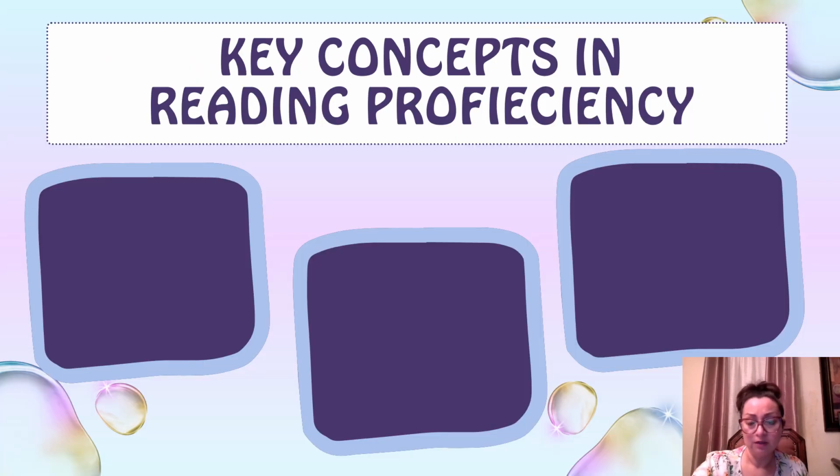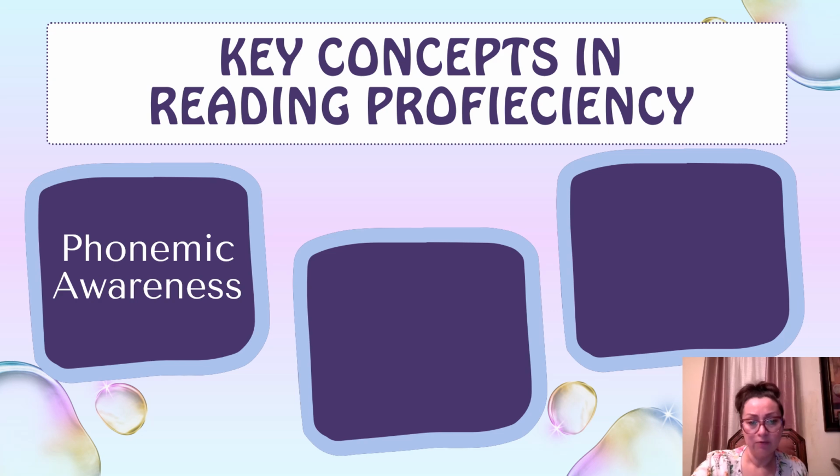Some of the key concepts mentioned in this article is phonemic awareness. Phonemic awareness is the ability to recognize and manipulate individual sounds in spoken words, and it is essential for decoding. Another important topic in this article is fluency. Accurate and quick reading is vital for comprehension, as hesitant reading impairs understanding.